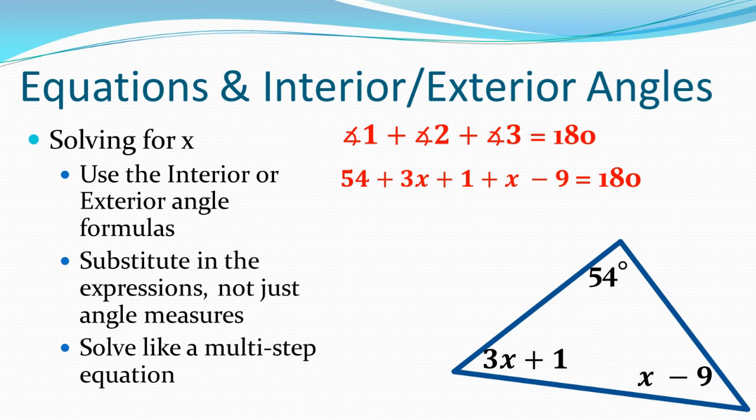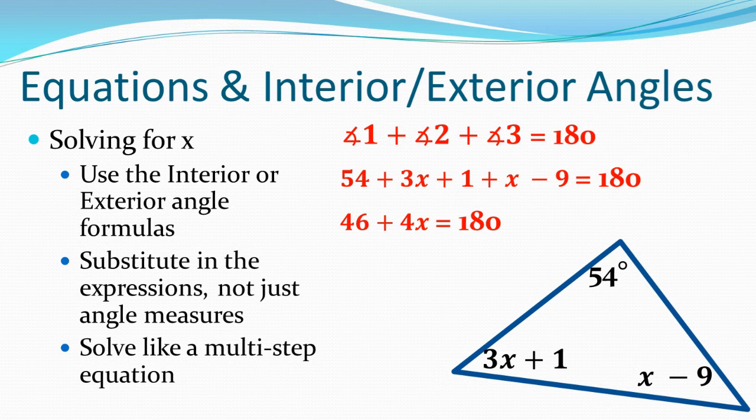Now, I need to treat this as one big multi-step equation. When I do multi-step equations, I need to simplify the expressions on both sides in order to turn it into something I know, like a two-step equation or even a one-step equation. So I'm going to combine all of my variables and constants on the left side. I see 3x and x, that'll give me 4x. I see 54 plus 1 is 55. 55 minus 9 gives us 46. So I have 46 plus 4x equals 180. I simplified that multi-step equation into a two-step equation.